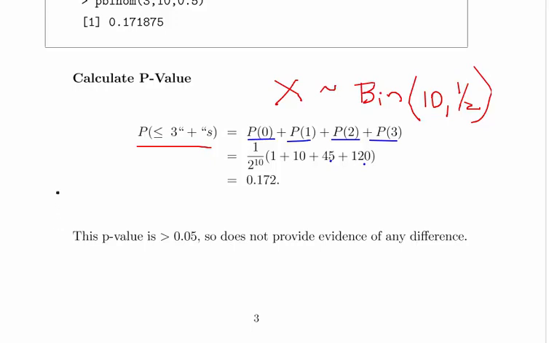I'm going to skip over that. I have done this calculation with the same sort of numbers in a different video, and we actually get the same p-value there, 0.172. Now the conclusion is that this p-value is greater than 0.05, so it does not provide any evidence of differences between the two sets of weights of fish. Now this test does not provide it, and that's important.